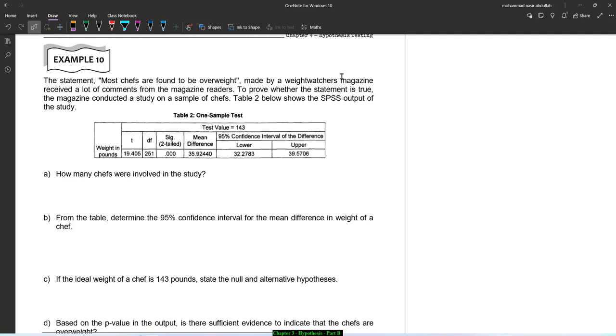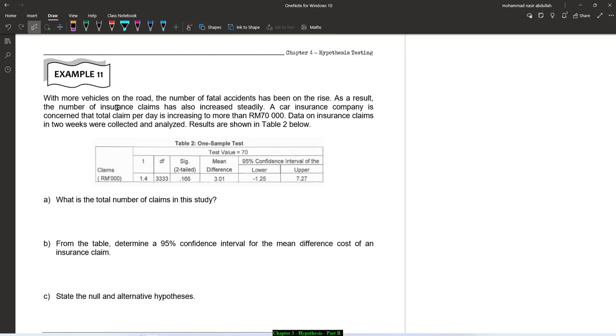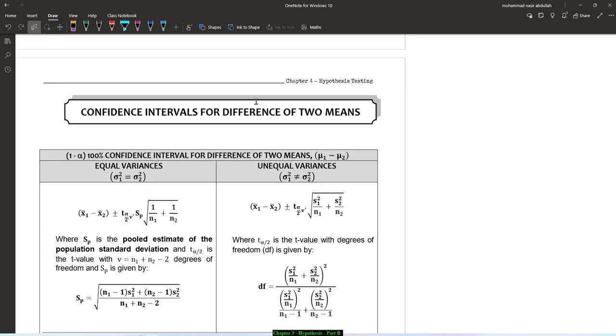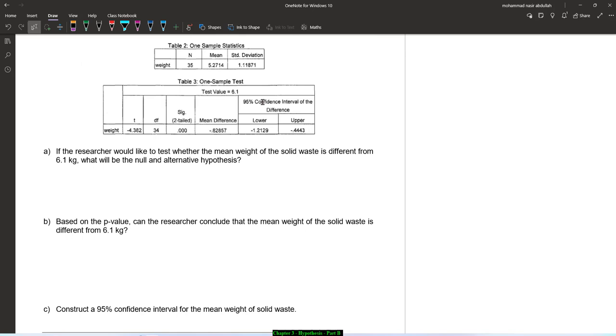Example number 10 is the same as what we looked at earlier. Receive a lot of comment means that more than, right? Example number 11, number of insurance also increase steadily means that more than. Right? We already looked at that. Alright, so I will answer example number 9, and example number 10 and 11 you do by yourself.